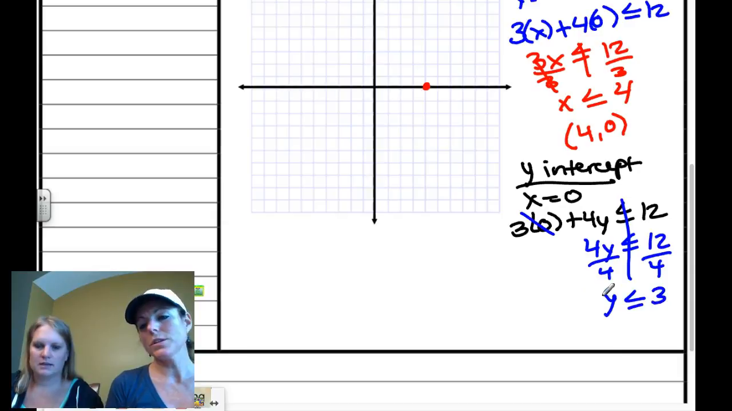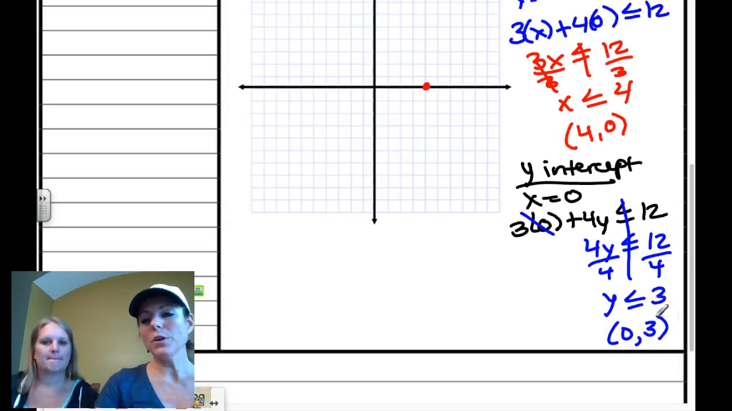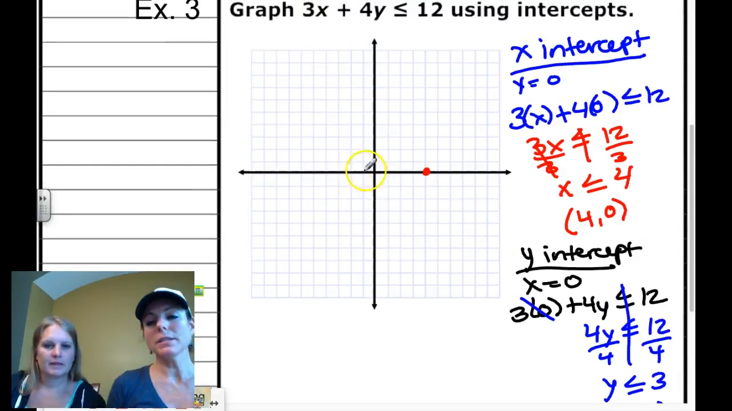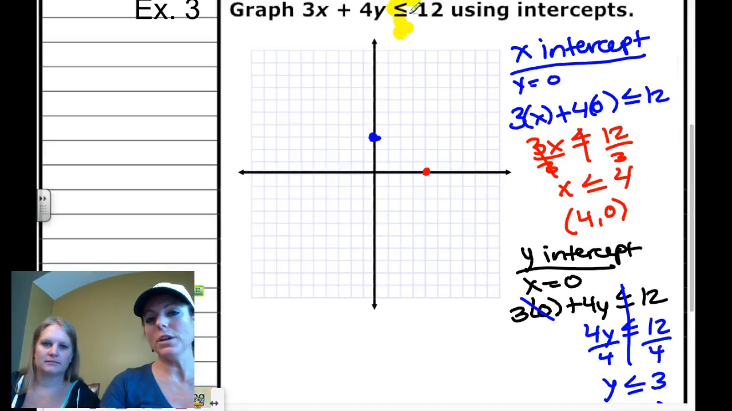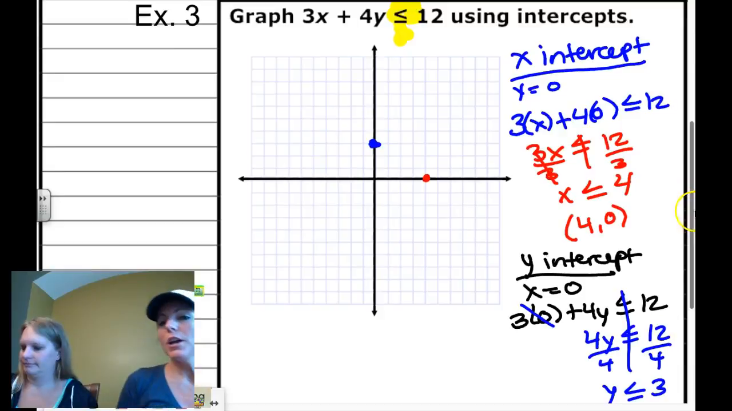And so what's our y-intercept? So this time the y is 3, and then the x is 0. So if we go back up to our graph, we're going to plot 0, 3. So we go over 0, but up 3. Now before you draw the line, look up here at our sign again, and notice we have to do a solid line because it has the equal.